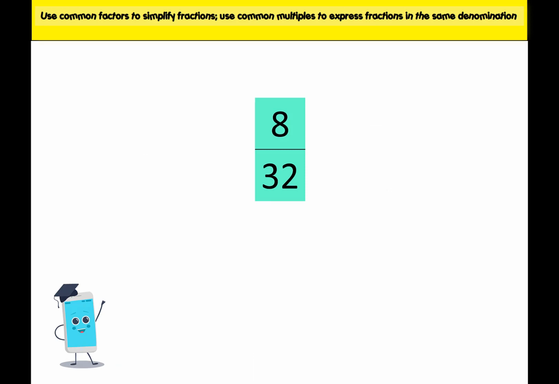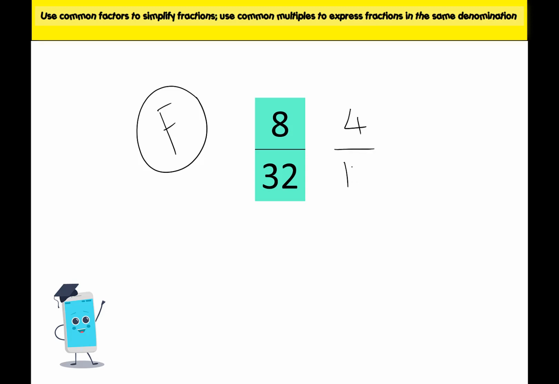8/32s. Okay, well, it's an even number. I can see that straight away, so I know it can both be halved. So actually, I already know that this is a false. Okay, it can both be halved, so I know it's a false. But let's have a go at trying to simplify it anyway. We could either think about the highest common factor, or you can just keep halving it.